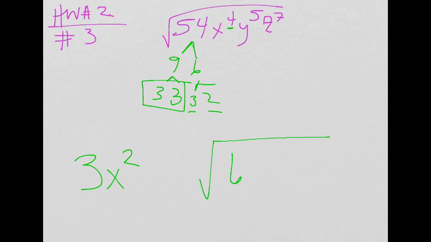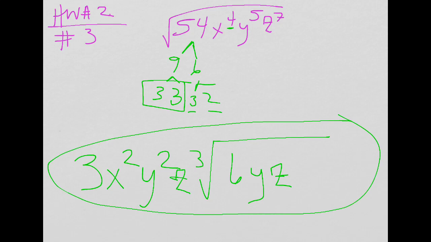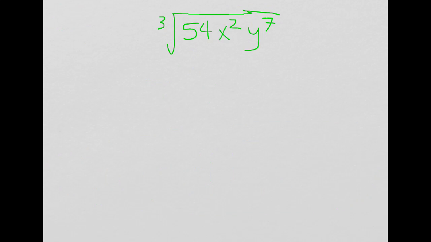Then there's y to the 5th. I have to divide 5 by 2. 2 will go into 5 twice. So y squared's on the outside of the radical. I have a remainder of 1, so 1y will go on the inside. You can put y to the first if you want to, but it's not necessary. Then z has an exponent of 7. 7 divided by 2 is 3, with a remainder of 1, so there'd be 1z on the inside. And there's your answer.